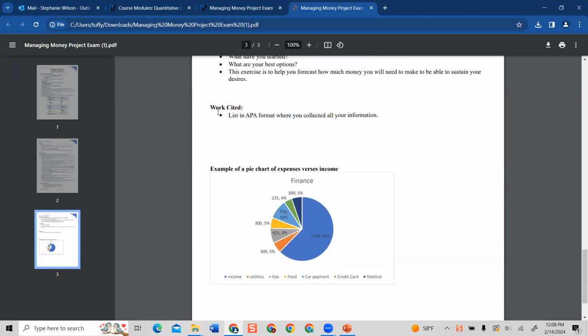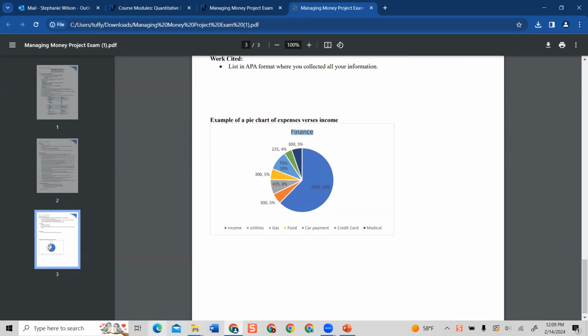And you have been collecting all your works cited over the section homework. And here's an example of a pie. So I just made up some numbers for income, utilities, gas, food, car payment, credit card, medical. Medical is like insurance and all that. You may have more to list here, whatever you feel is part of your finances, and then you're going to do it in percentage. So I wanted to show you, before we go to the PowerPoint, how to do that in Excel.